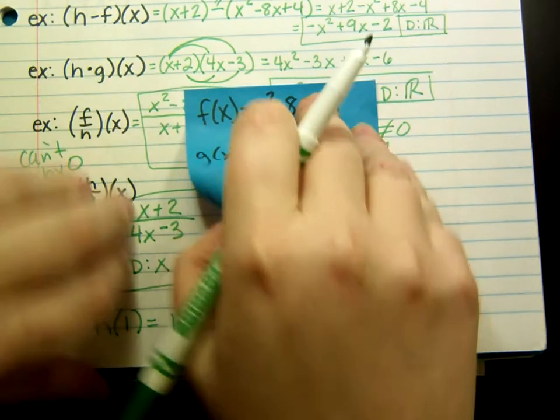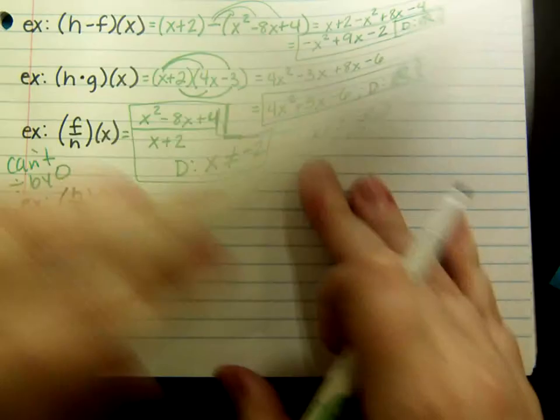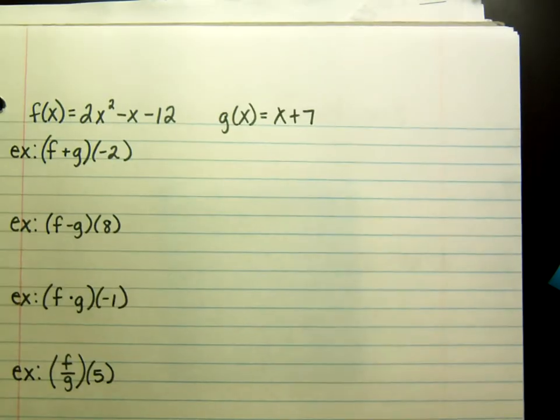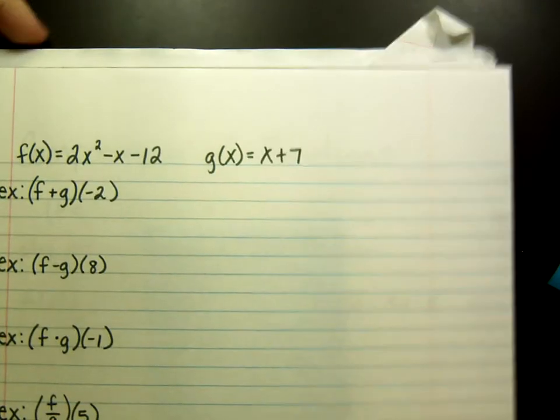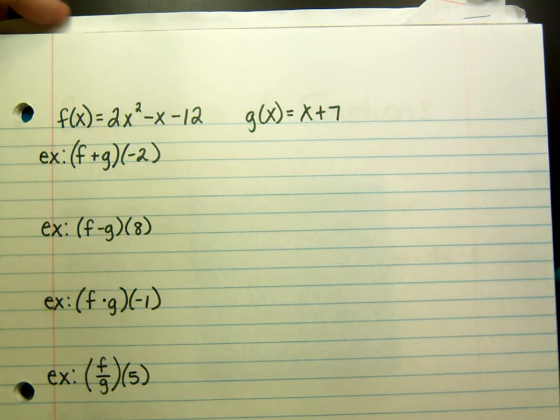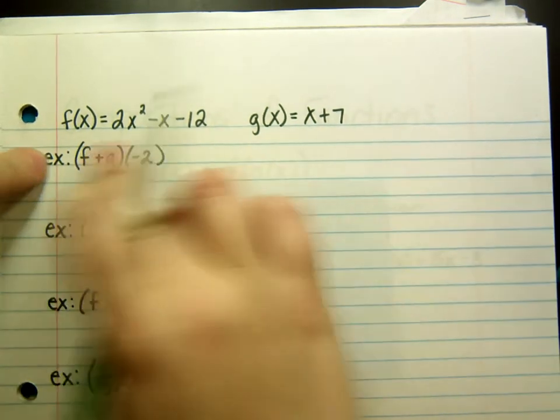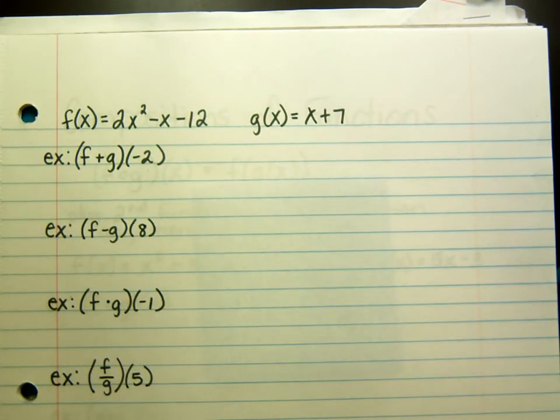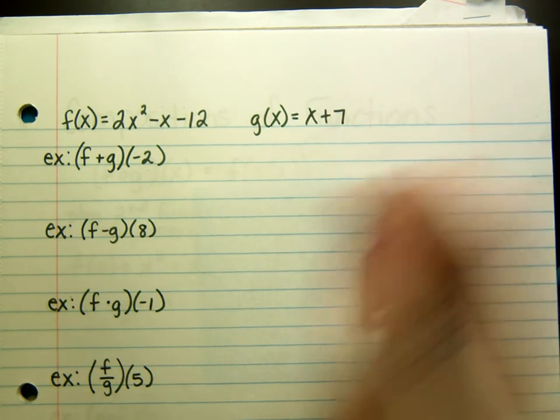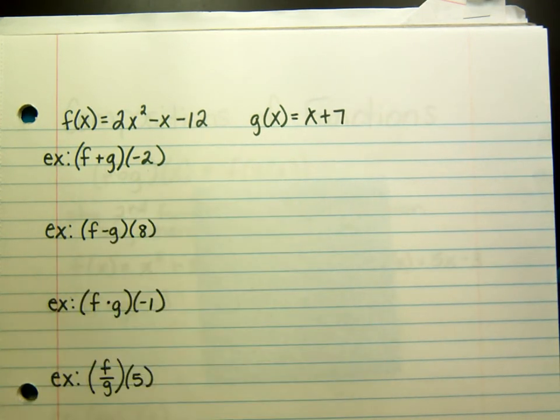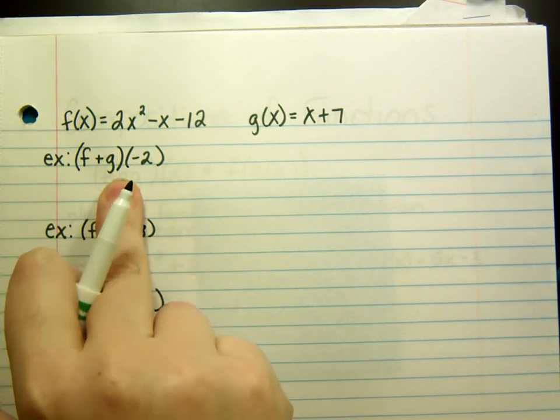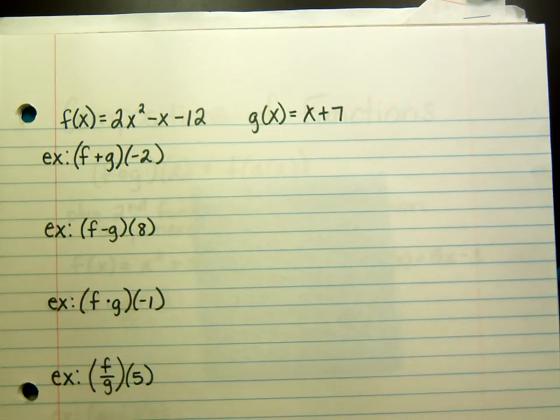You can do something similar with operations of functions, and there's more than one way you can go about it. So let's take two new functions. And first, I'm going to show you two ways you can do it on the first one, and then go from there. Now, one way you can do it is to actually combine your functions first, and then plug in the number. So that's the first one I'm going to show you.